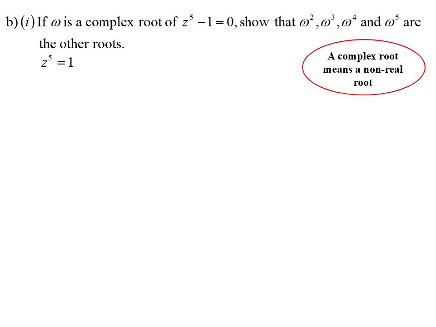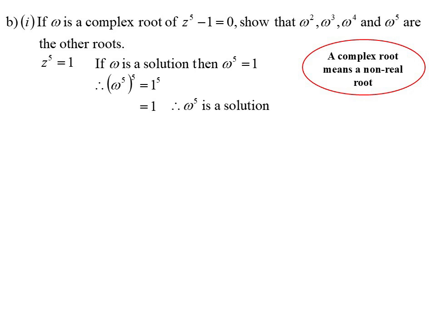So we know z to the power of 5 is equal to 1. Omega we're told is a solution, so we know that when we raise it to the power of 5, it's equal to 1. Well, a bit of manipulation of index laws, I can show the other ones are also solutions. See, I could raise omega to the power of 5 to the power of 5. And that would be 1 to the power of 5, which is 1. So omega to the power of 5 must also be a solution, because it satisfies z to the power of 5 is equal to 1.